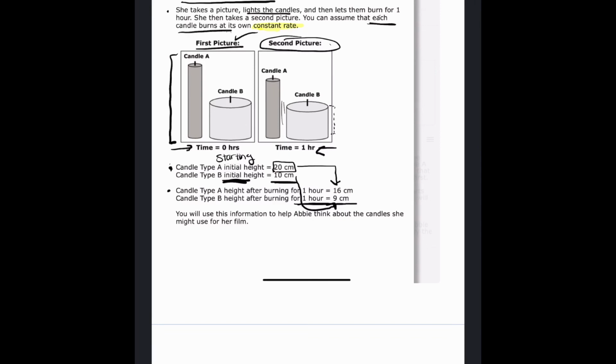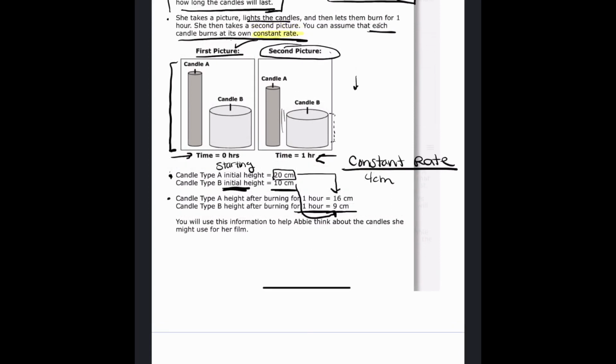Each candle burns at its own constant rate. That must mean that as the candles burn, they shrink by the same height every time. They burn at the same rate. So for candle A, it started at 20 centimeters and then went down to 16. So the constant rate for candle A would be 4 centimeters. It burned off 4 centimeters. Whereas candle B went from 10 centimeters to 9 centimeters, so that constant rate would be 1 centimeter. Candle B goes down 1 centimeter every hour.